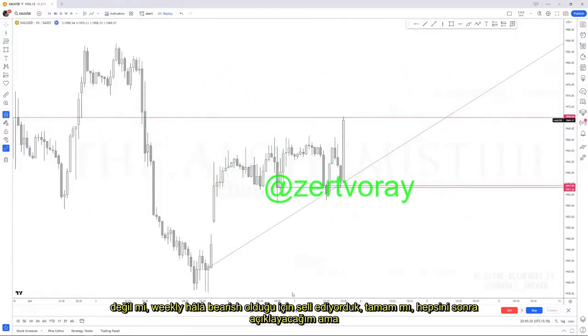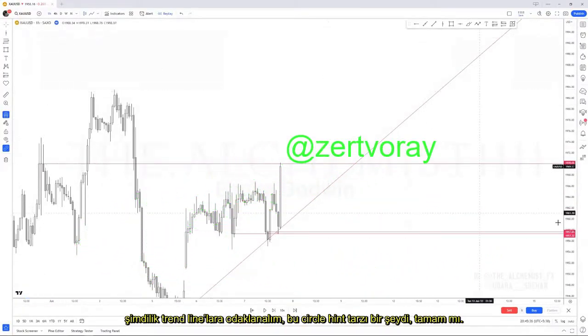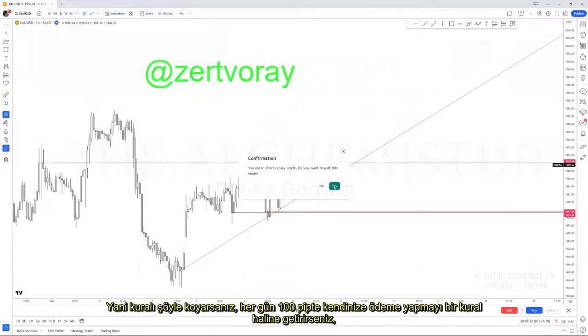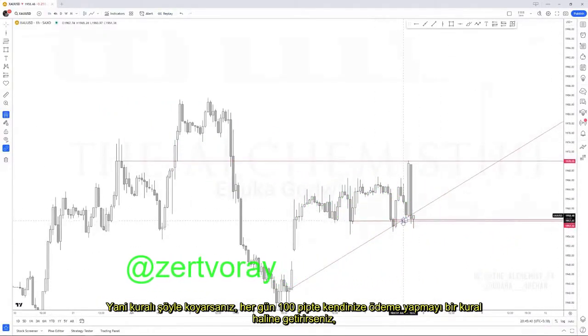We had 120 pips and then I showed you the sell, right? We were selling it because weekly was still bearish. Okay, I'll explain all that later, but for now, let's focus on trend lines. This was just a little hint kind of thing.